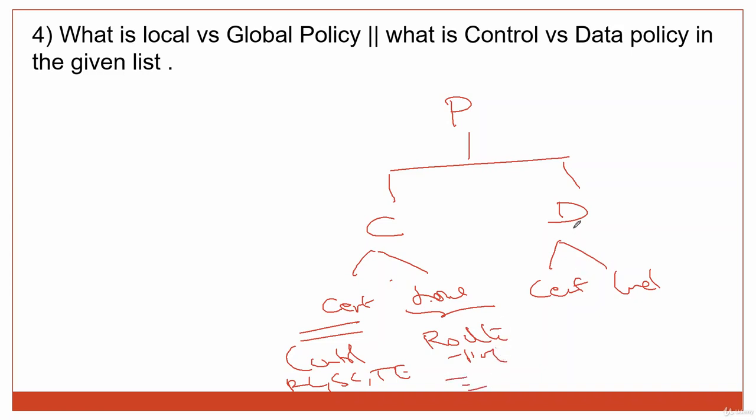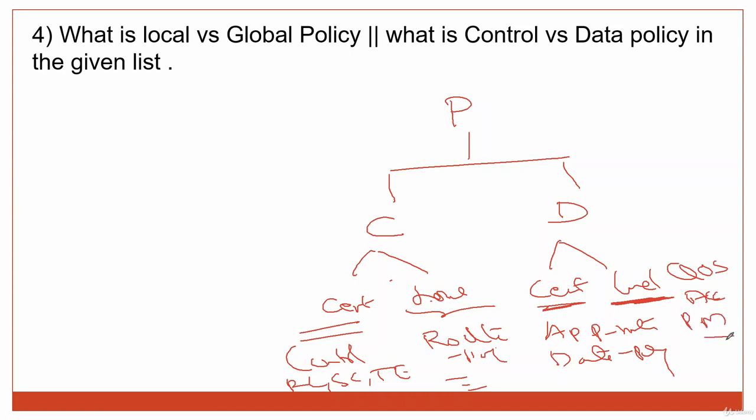Now, when we are talking about centralized data policy, the example will be app route or any type of data policy. The data policy itself can be a centralized data policy. When we are talking about localized data policy, that may be QoS, any type of ACL, or port mirroring. Okay, so that's the difference.